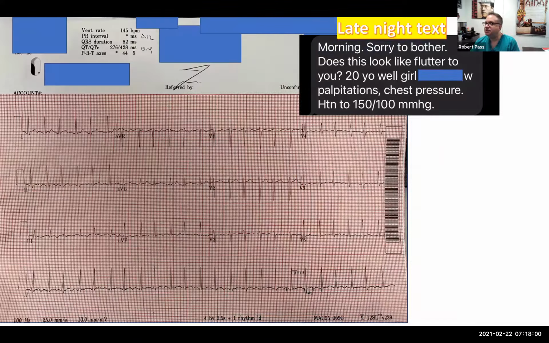Okay, I got this tracing with a text a few weeks ago. The person who texted me said, "Morning, sorry to bother. Does this look like flutter to you? 20-year-old well girl with palpitations, chest pain, and was hypertensive."